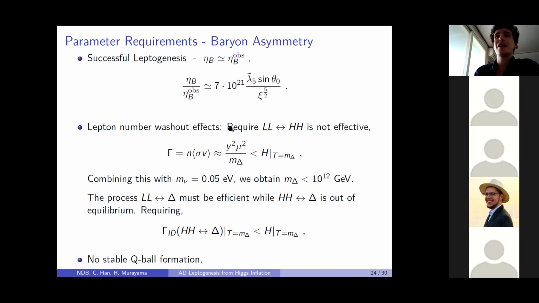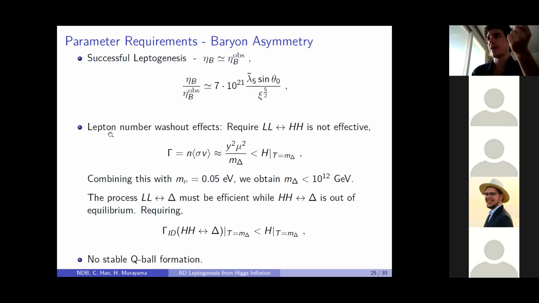So this messy slide, I'm approaching the 40-minute mark, I think, so I won't spend too much time on it. But as I said before, one of the first constraints is we want to require that the observed baryon to entropy ratio is approximately 1 in units of the observed value. So from that, we can get a constraint immediately on lambda 5 and xi and theta naught.